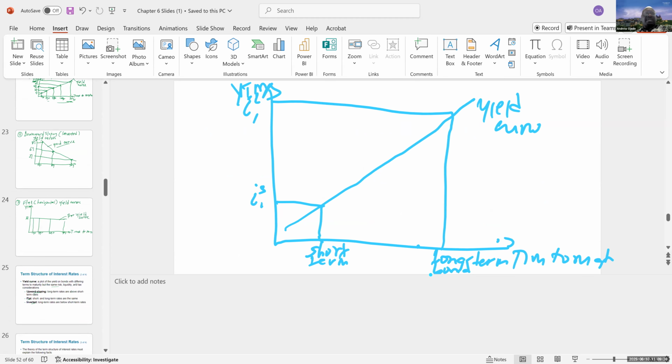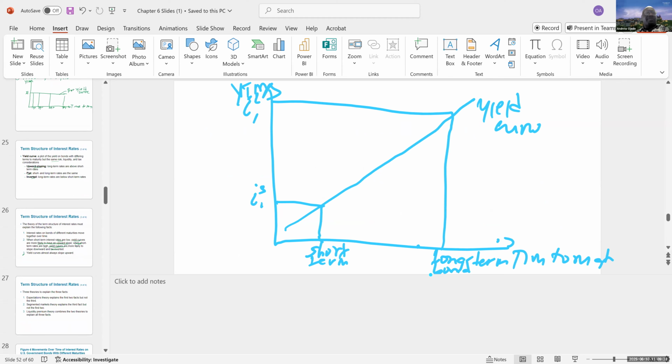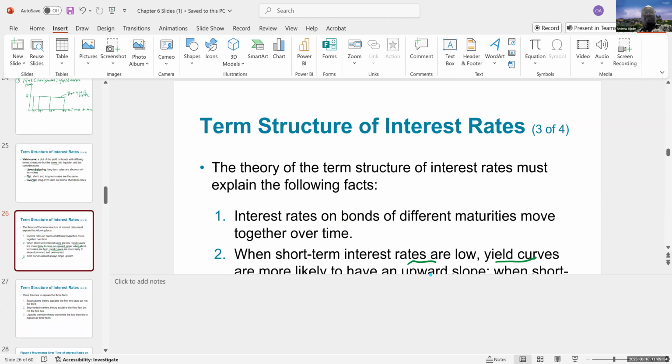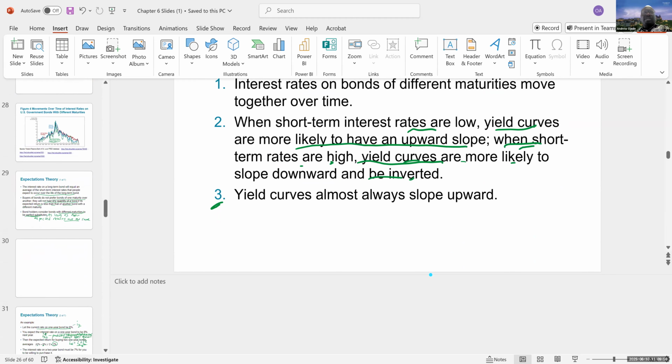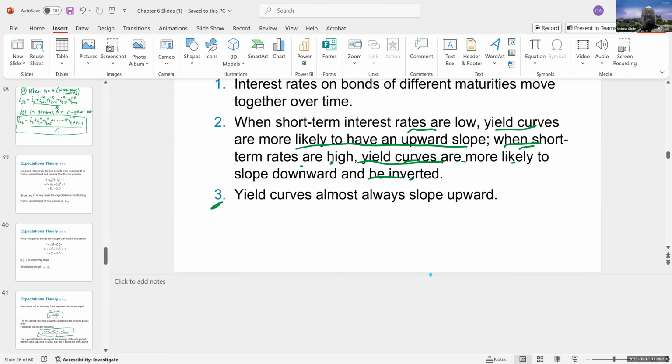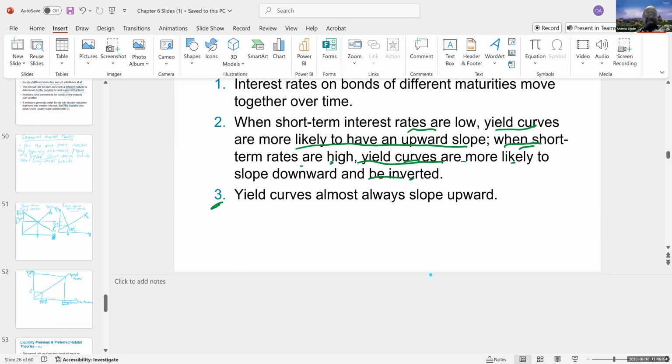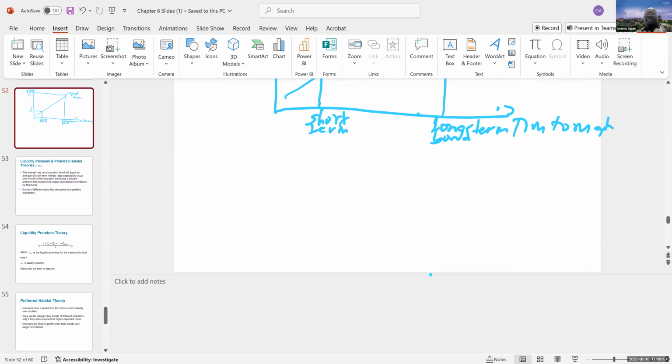Those first 2 facts say that what? Bonds of different maturities move together. Interest rates on bonds of different maturity move together. That can't be explained by the segmented market theory. And it cannot explain the fact that when short-term bond rates are low, the yield curve is most likely going to be upwardly sloped, and when they're high, the yield curve is most likely going to be downwardly sloped. That can't be explained either. So that means the segmented market theory, which is a critique of the expectation theory, can only explain the third fact about the yield curves, but it cannot explain the first 2.